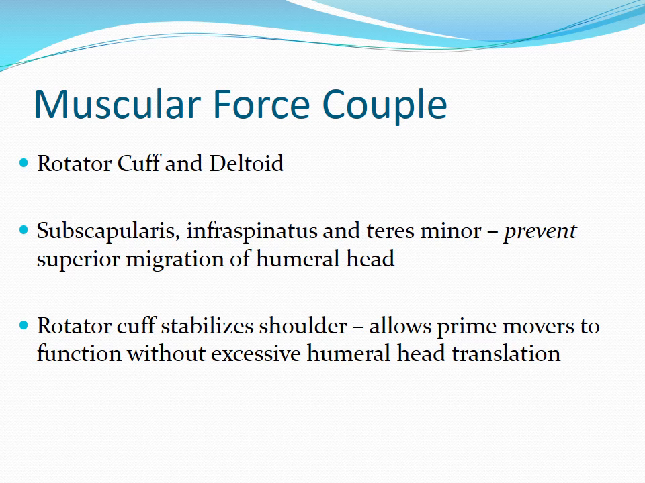Okay, so you have these force couples, and you can read that for yourself, but realize that things that prevent superior migration of the humeral head, like subscap, infraspinatus, teres minor, there's that posterior rotator cuff strength again. So the posterior cuff muscles need to be strong because they help prevent superior migration. Remember, it's not so much the depression of the humeral head, which is what people used to think the rotator cuff was doing. It's more about seating and preventing the humeral head from migrating upward.